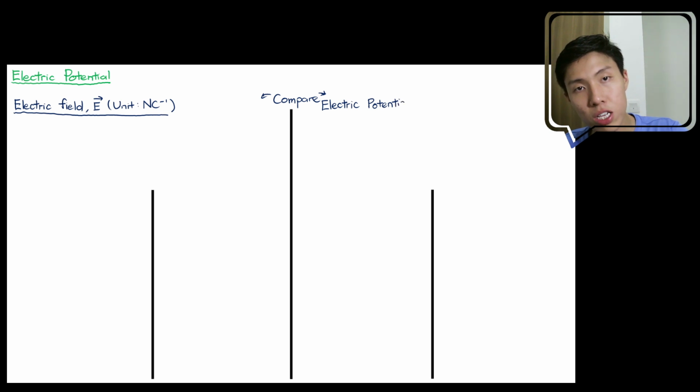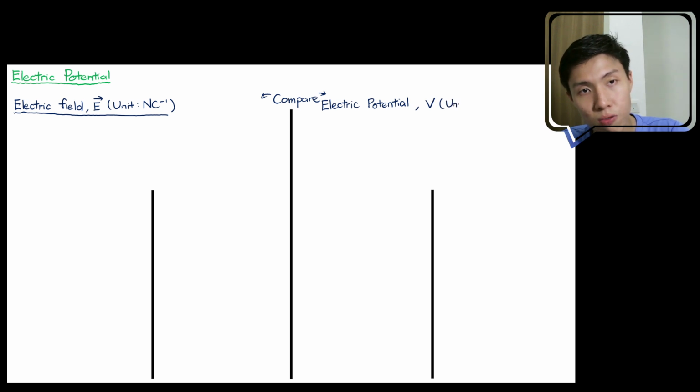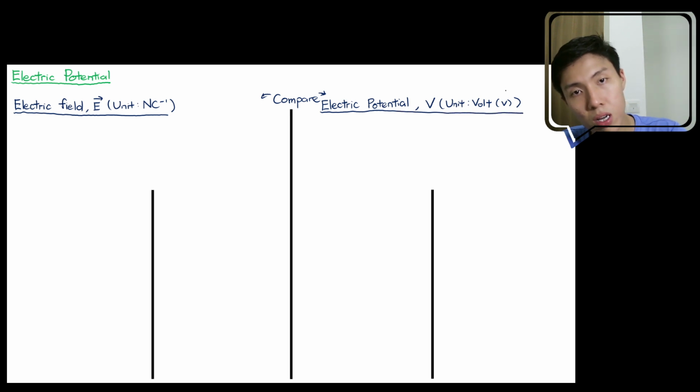Okay, so electric potential is not electric potential energy, definitely. Okay, electric potential energy is the energy, but electric potential is a slightly different thing. Okay, the symbol for electric potential is V, and the unit is just volt. Okay, so these are the two things that I'm going to compare between.